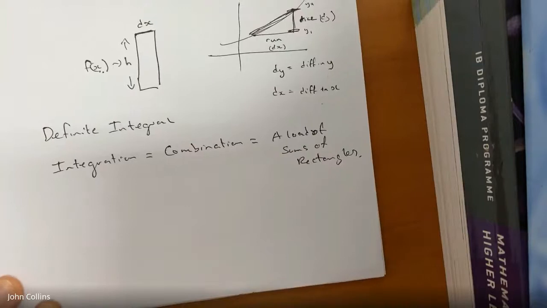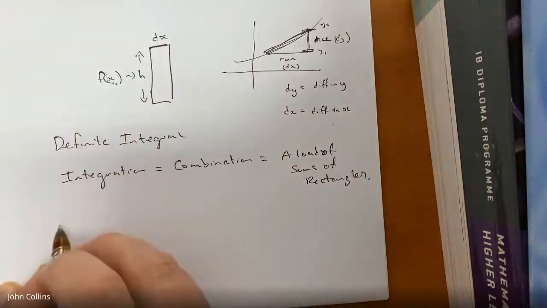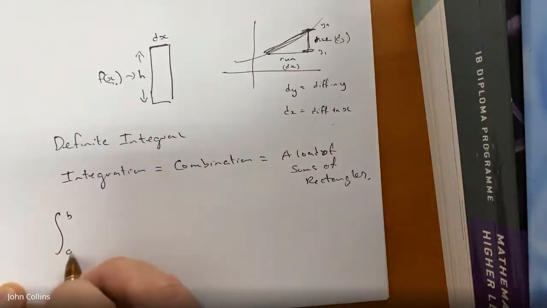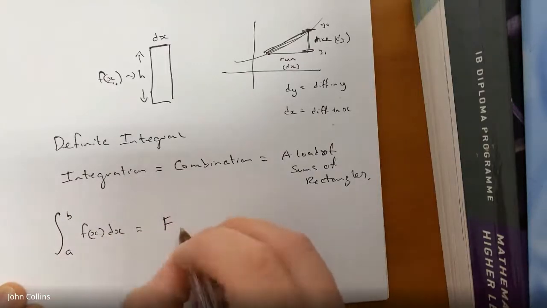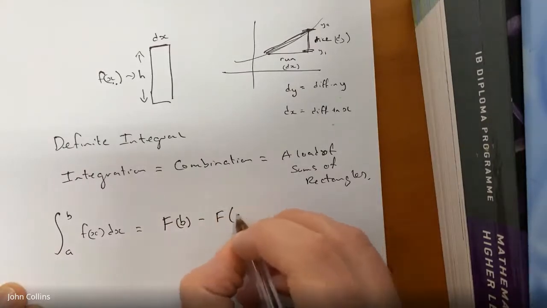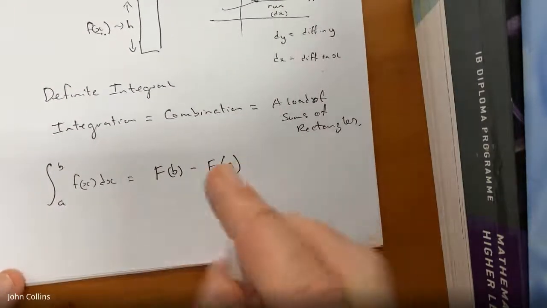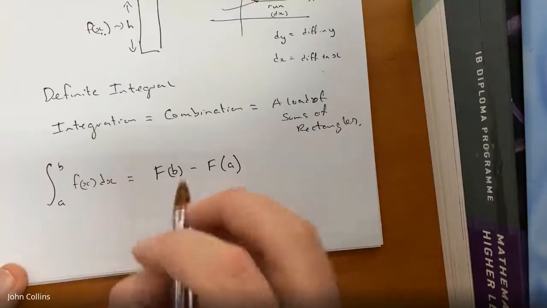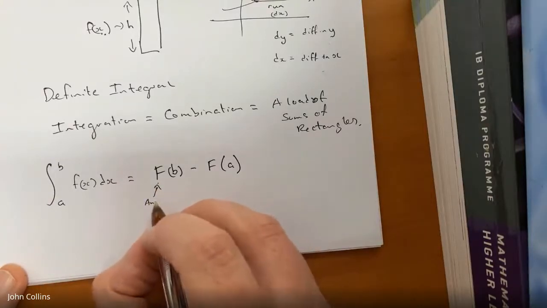Now, the fundamental theorem of calculus is then that this, the integral from a to b of f(x) dx, is equal to capital F with b put in, take away capital F of a put in. Now, this capital F refers to the antiderivative, or the integral.